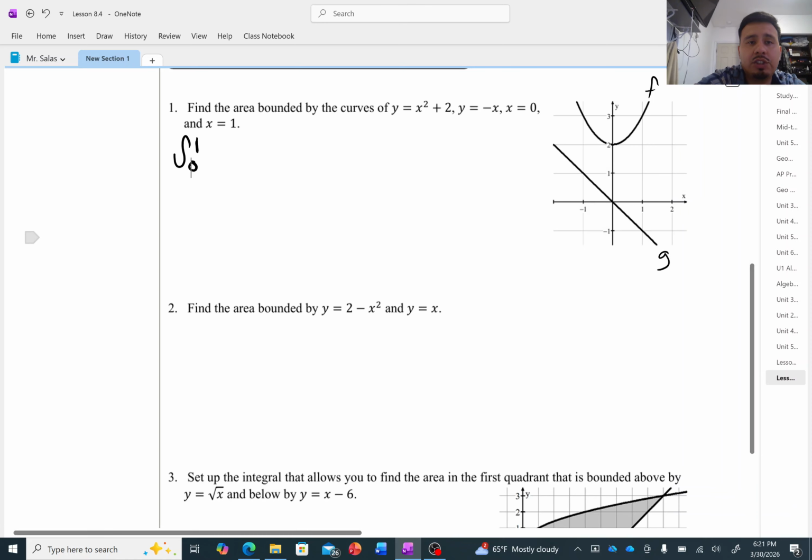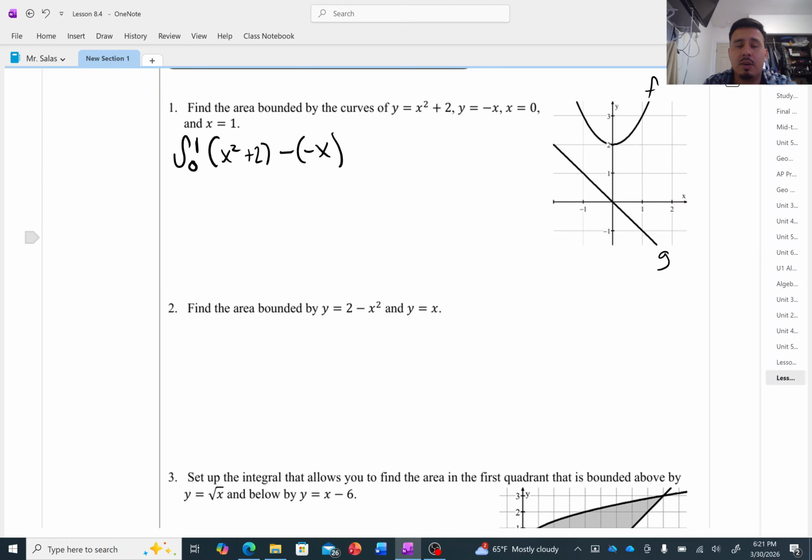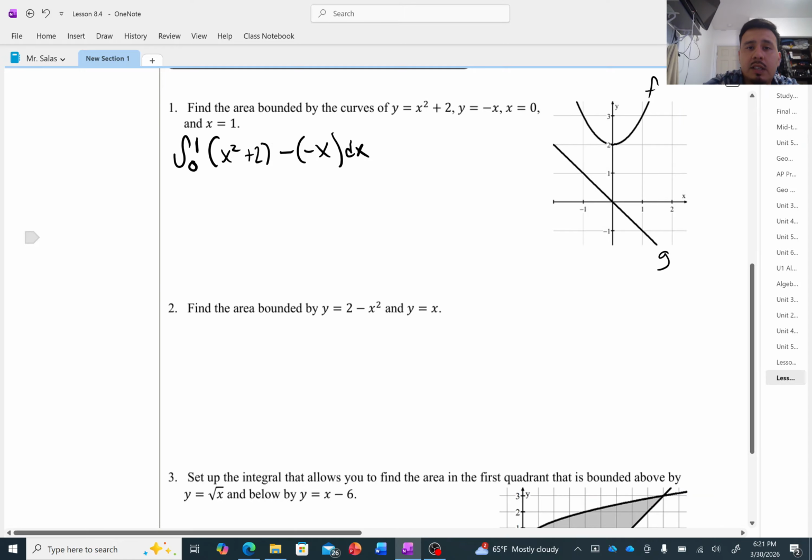My first function is x squared plus 2 minus -x. Uh-oh, my computer might be lagging again, so if I have to break up the video, I'll break up the video, okay? And then everything is with respect to dx.